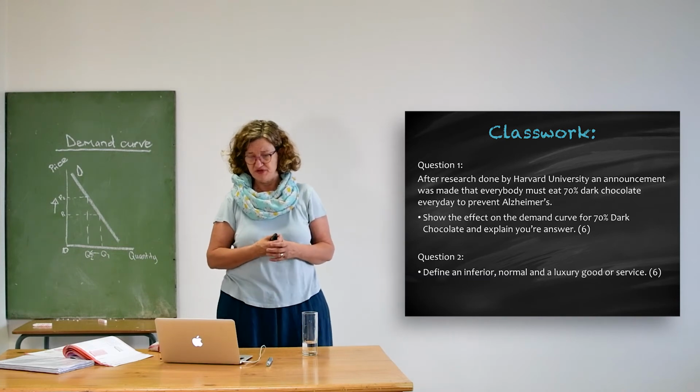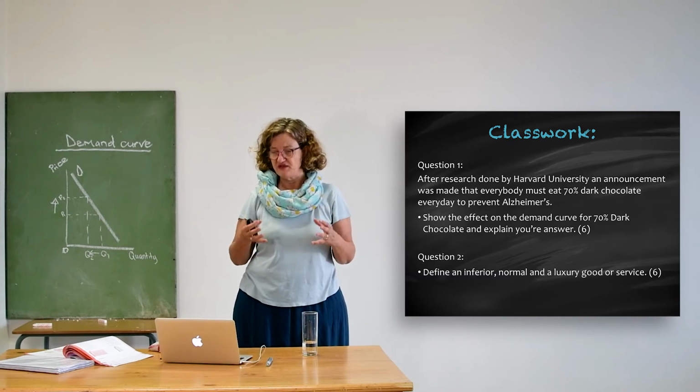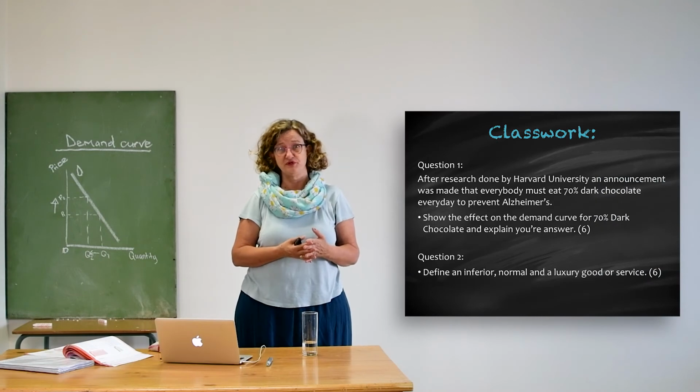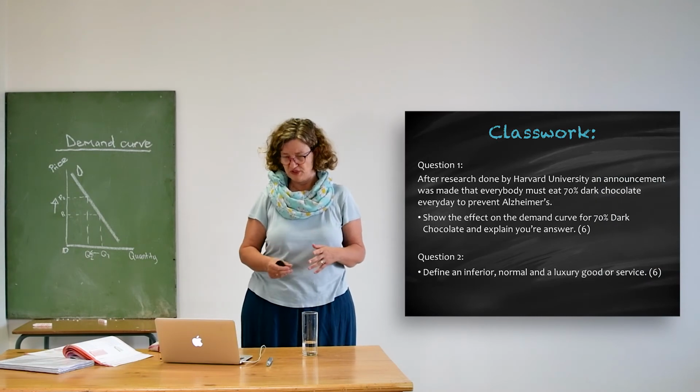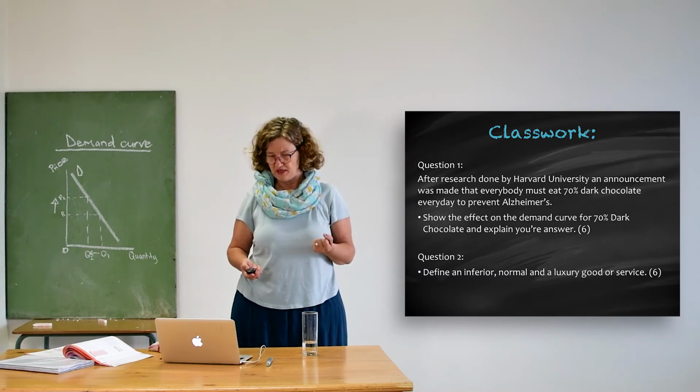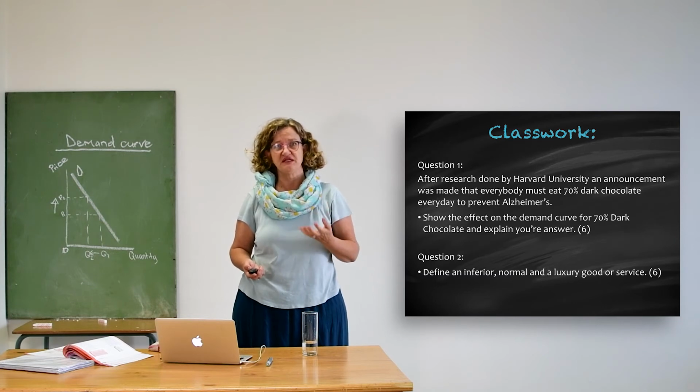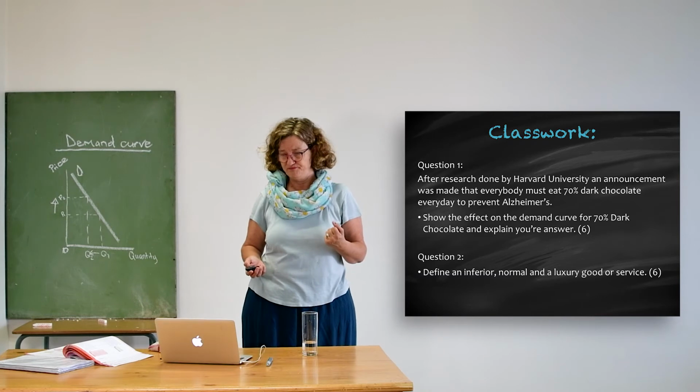Then the second question, they ask you to define an inferior good and a normal good and a luxury good. It's very important for you, if you work with demand and supply, that you understand the meaning of what a luxury good is. So if you give a definition of an inferior and a luxury and a normal good, please put examples that are according to you an inferior good and according to you a luxury good. You will also pick up that what is luxury to me and luxury to somebody else may be different, and it depends on our income.